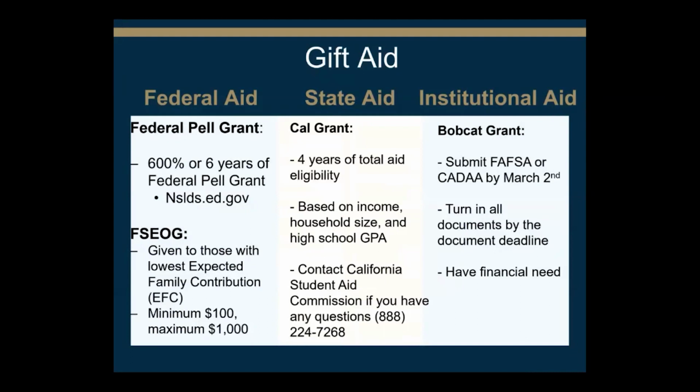There is also the Cal Grant. A student eligible for the Cal Grant is eligible for 4 years of eligibility. It is based off of income, household size, and high school GPA, along with assets. Any questions in regards to your Cal Grant, you can contact the California Student Aid Commission on the number listed here on the slide. And institutional aid is aid that we, UC Merced, offer to the students, which is the Bobcat Grant. There's no separate application for this grant. Simply, you would do your FAFSA or DREAM Act by the March 2nd deadline. You would need to turn in all documents by the document deadline, no later, and you need to have enough financial need.